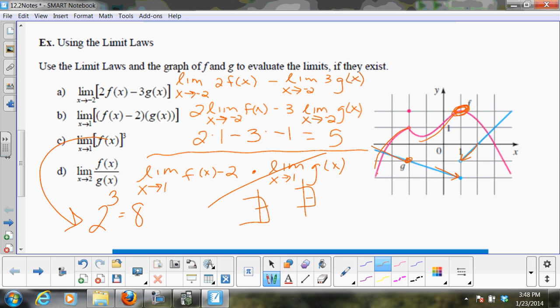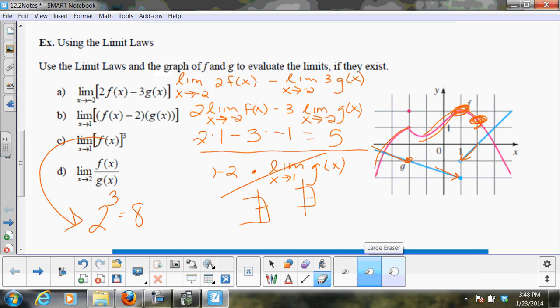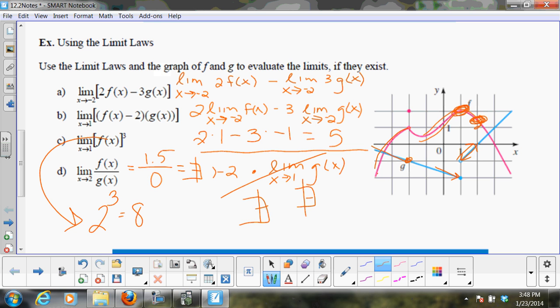And then the last one, the limit of f of x over g of x. We're approaching 2. Well, f as it approaches 2, it's right there, 1.5. I need some room here. And as g approaches 2, which is 0, well, that doesn't exist. You can't divide by 0.